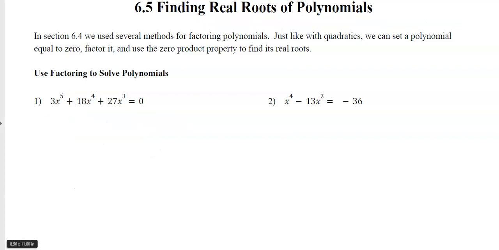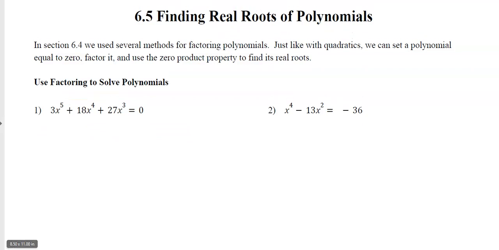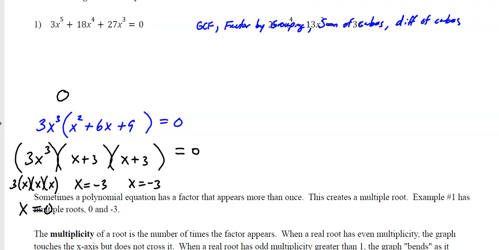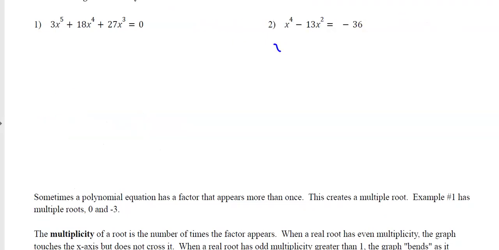Let's move over to the next one. On this one here, I'm going to set it equal to 0 because it's not right now equal to 0. So let's set it equal to 0. And I get x to the 4th minus 13x squared plus 36 equals 0. And this is a trinomial. So I'm going to just give it a shot. I can't really pull out a greatest common factor, but I'm going to see if I can do it the quadratic way.